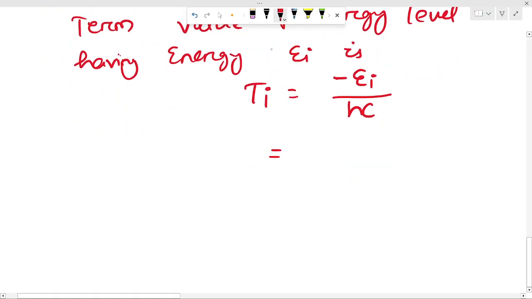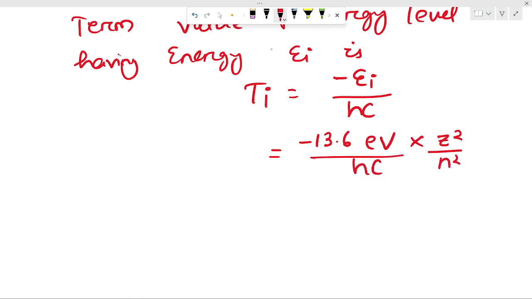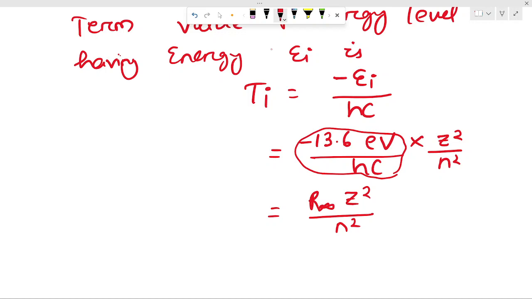We know that the energy expression for a hydrogen-like atom, I am talking about the hydrogen spectra, we can write as minus 13.6 electron volt into Z square upon n square, and I have hc there. So I can write it as R infinite into Z square upon n square, because minus 13.6 electron volt divided by hc is a constant quantity. If you calculate, you can find that this is the Rydberg constant, and we denote it as R infinite.